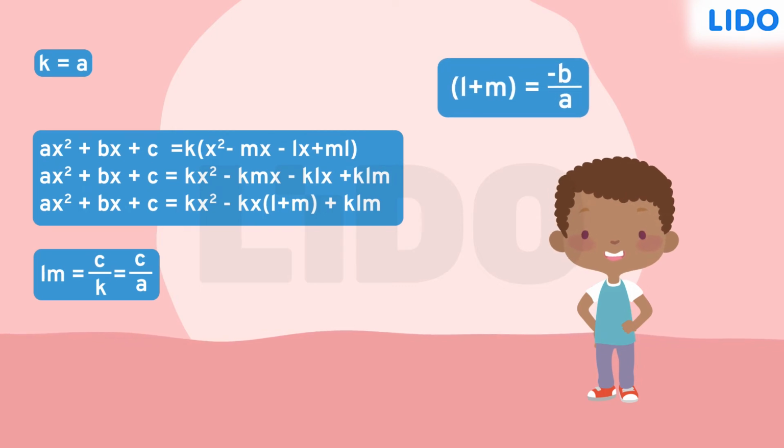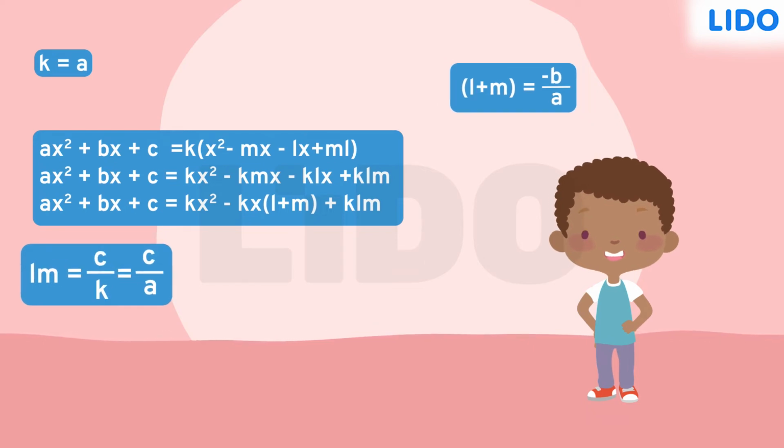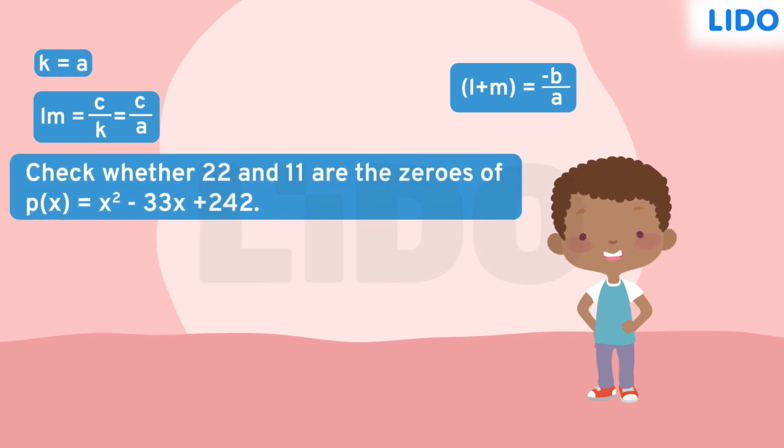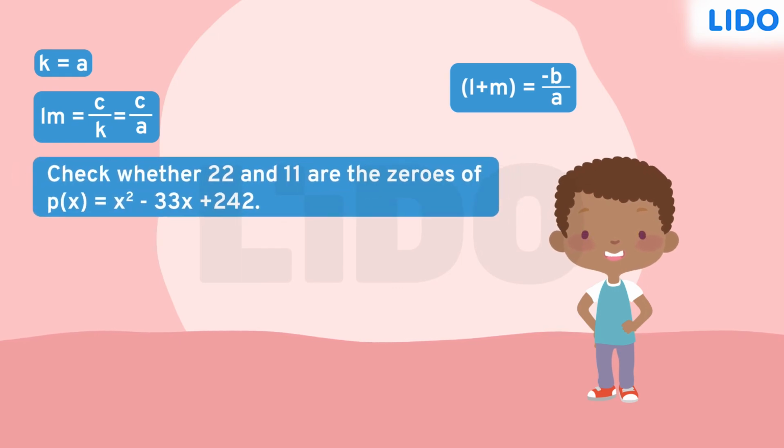In a quadratic polynomial, the sum of zeros is the negative ratio of the coefficients of x and x squared, and the product of zeros is the ratio of the constant term and the coefficient of x squared. Now let's use this concept to solve Nikki's problem.